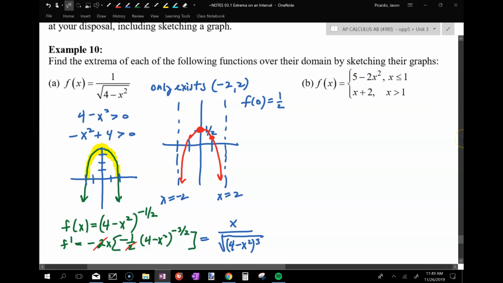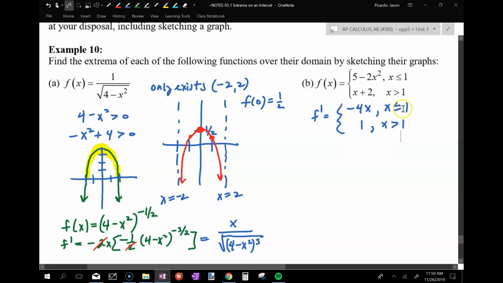All right, how would I do this one? Well, again, I want to know where the extrema are. So again, where are the extrema? The extrema exist when the derivative equals 0. So what's the derivative of this? Well, what's the derivative of the top rule? Negative 4x. And that's when x is less than or equal to 1. And what's the derivative of the bottom rule? 1, where x is greater than 1.